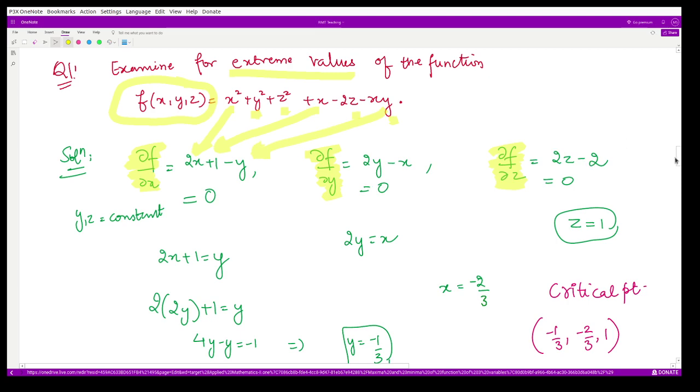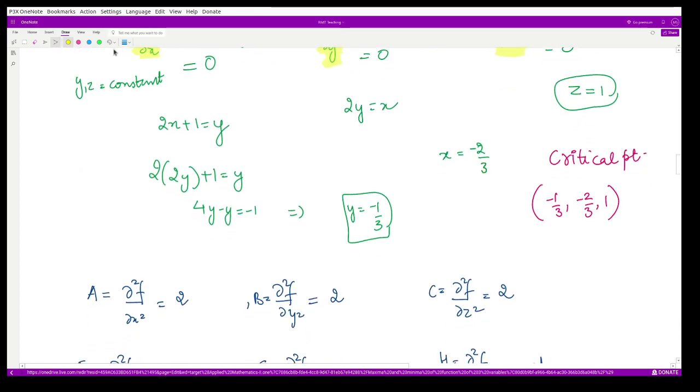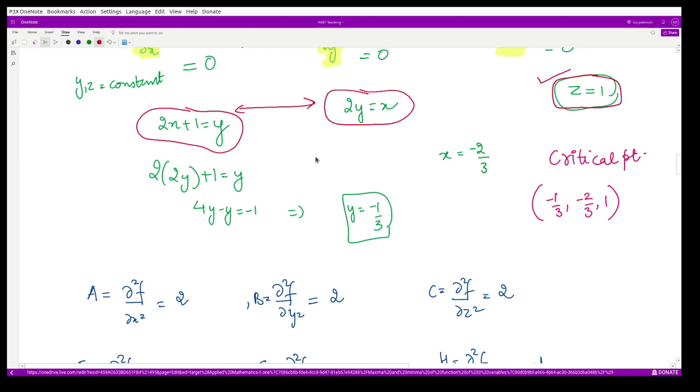We substitute them equal to 0. Once you do that, you have three equations. The first equation is 2x plus 1 is equal to y. The second one is 2y is equal to x. The third one is z is equal to 1. So from these equations we obtain the value of z as 1. Now we have to solve the other two. When you solve these two, you obtain the value of x as minus 2 by 3 and the value of y as minus 1 by 3. These are the three values, and we call them the critical values or the critical point.